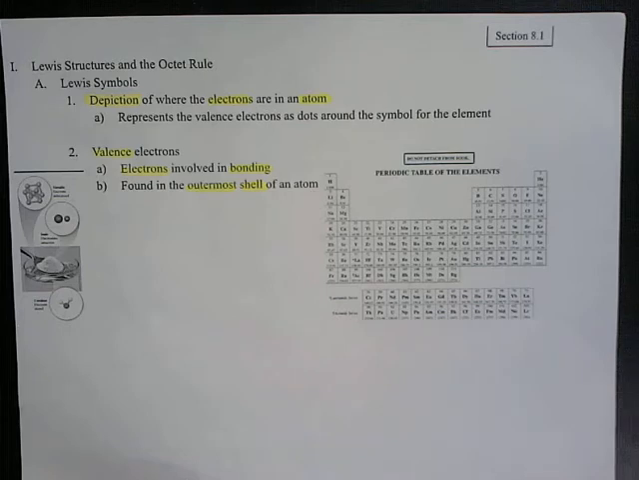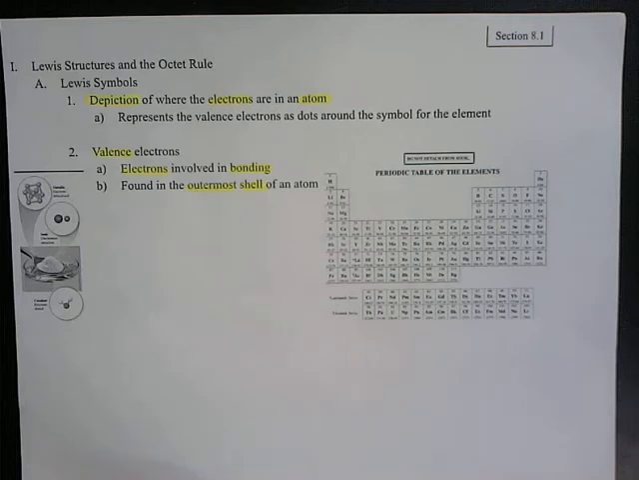Objective number 1, determine the number of valence electrons for an atom and write its Lewis symbol. Objective 2, state the octet rule and how it is applied to the valence shell of atoms in a molecule. Objective 3, explain the factors that affect the value of lattice energy for a solid ionic substance. And objective 4, write the valence electron configuration for metal ions, including transition metals and anions.